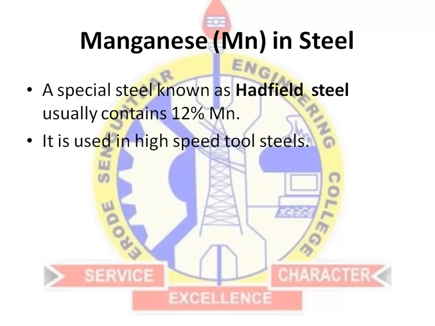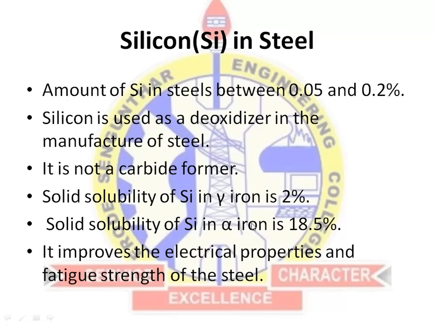A special steel is known as Hadfield steel. It usually contains 12% of manganese. It is used in high speed tools and steels.